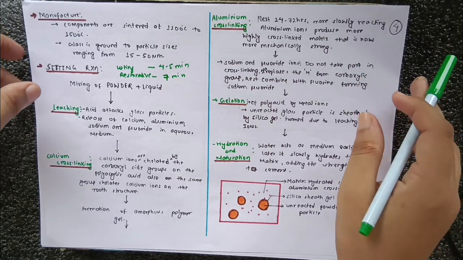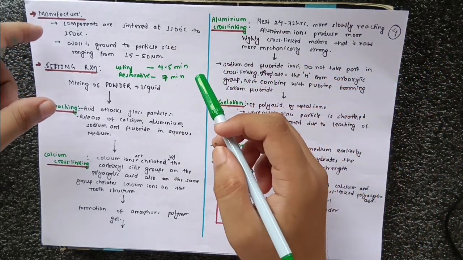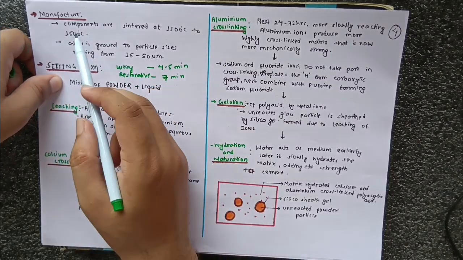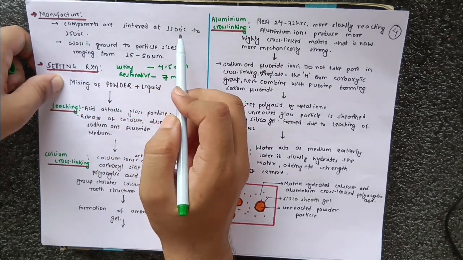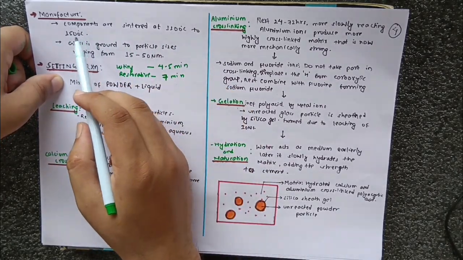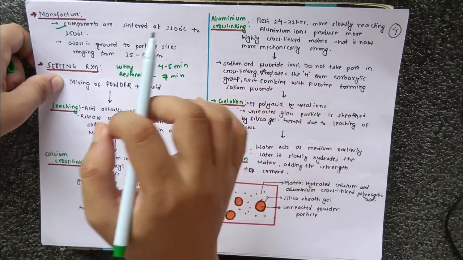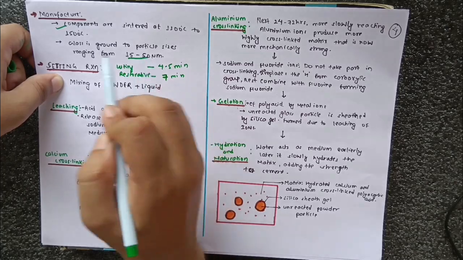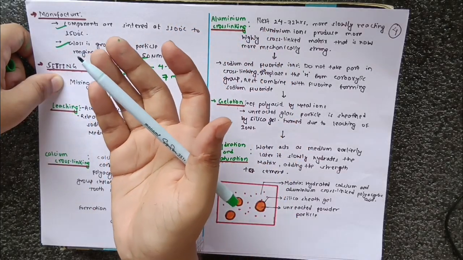Okay, so now we will discuss the manufacturing process of this glass ionomer powder. What we do is the components are sintered at 1100 degrees Celsius to 1500 degrees Celsius. We just mix the ingredients of the powder and sinter, and the glass is ground to the particle size of this. It is a bit similar to that of the previous zinc phosphate, zinc oxide eugenol or silicate cement.